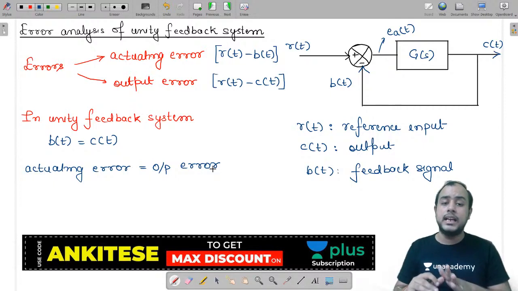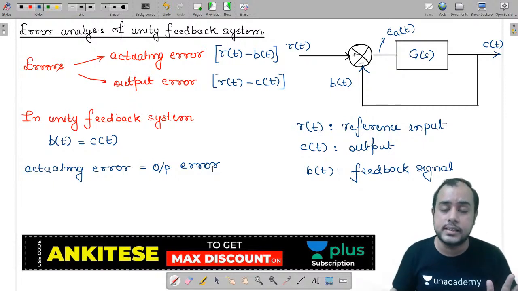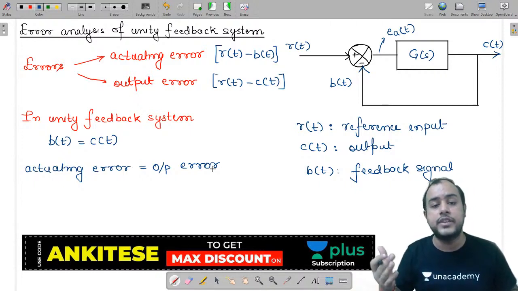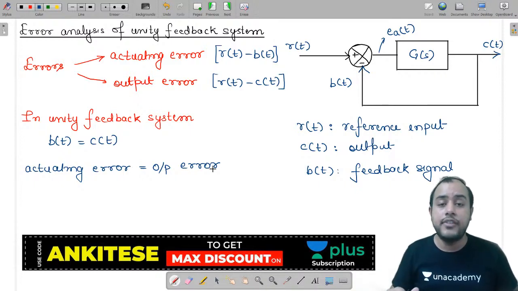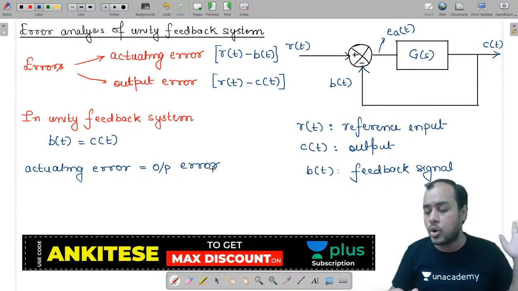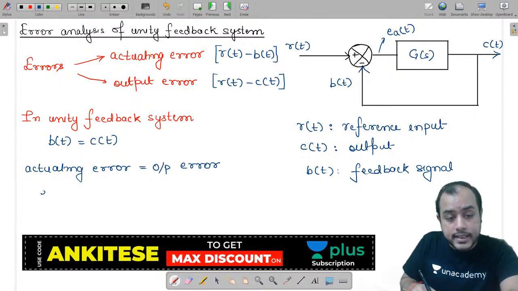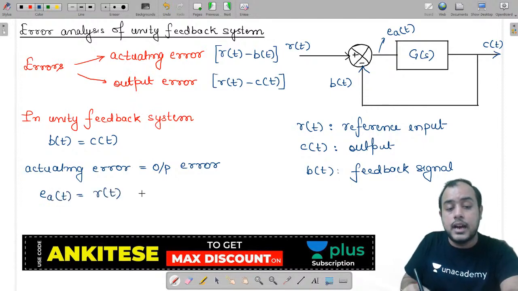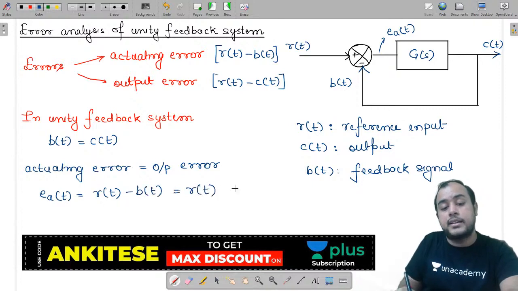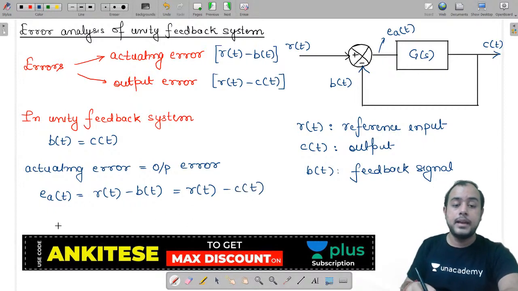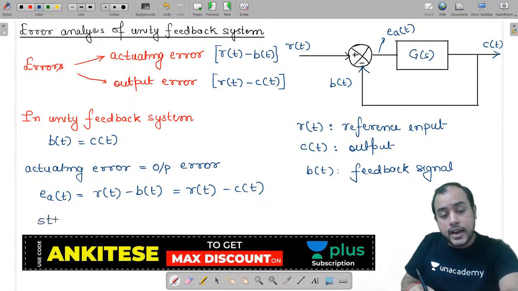Most of the people in this industry as well as the students, they are confused between these two errors. Like which one is actuating, which one is output error. But when both are same, then there is no controversy in any concept. So what I say is, actuating error is RT minus BT, but due to unity feedback it is RT minus CT.